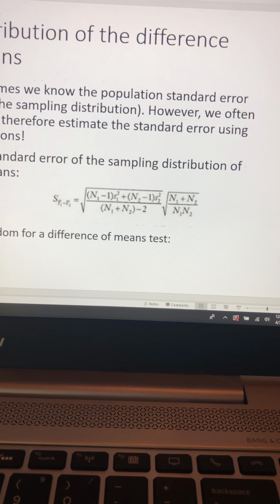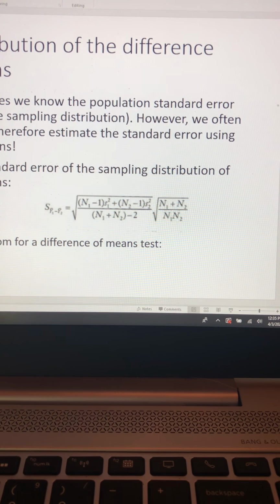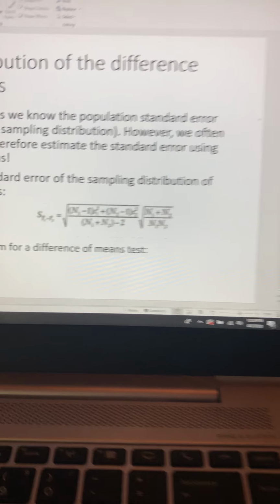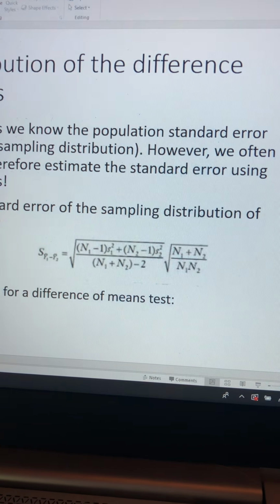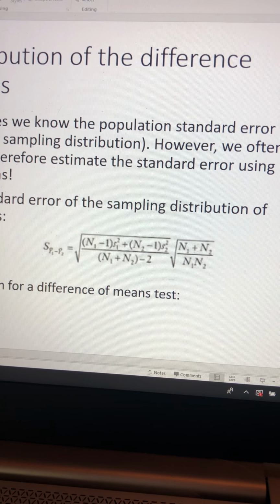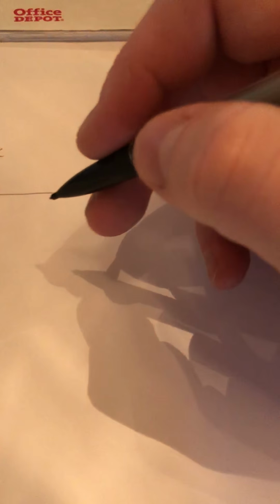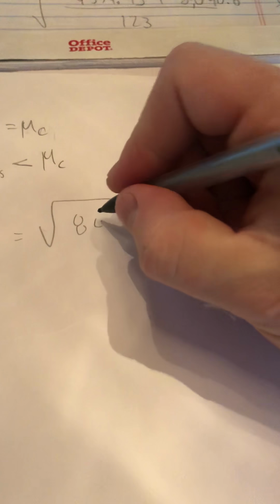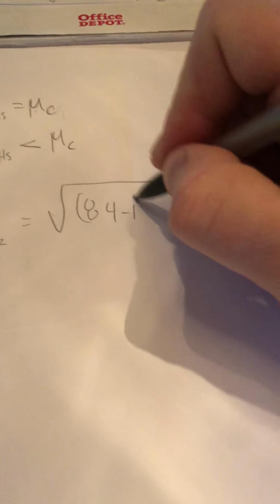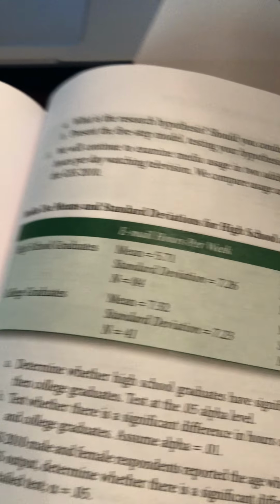is equal to the square root, and I'm not going to read all that out, you can see it right there. But let me work it out on paper. So here's the equation. You have the square root of, so we have sample 1 minus 1 times the standard deviation of 1. Our sample 1, I'm going to say that the high schoolers will be sample 1. So you've got 84 minus 1.